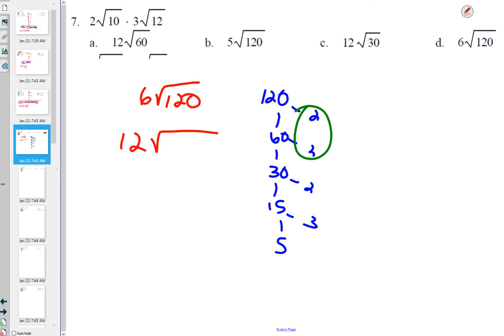And on the inside, 2 times 3 times 5 is? It's not 12. 2 times 3 times 5. I believe it's 30.